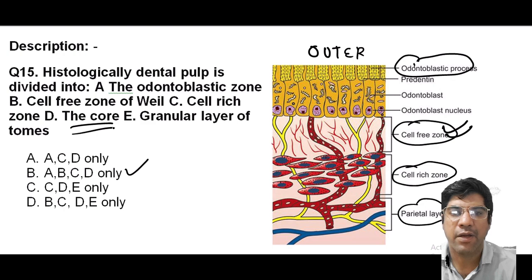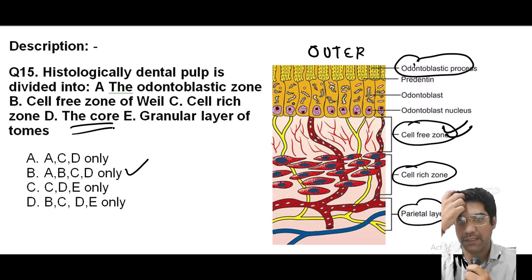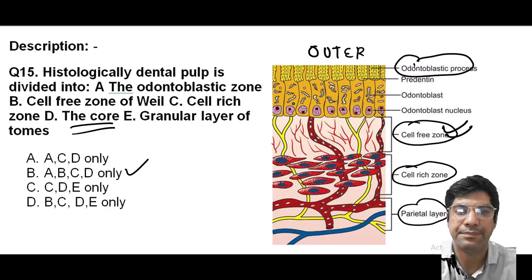Well, the granular layer of Tomes is not typically a histological division of the dental pulp. It is more associated with the ameloblasts, cells that are responsible for enamel formation. So that is why your answer is A, B, C, and D.